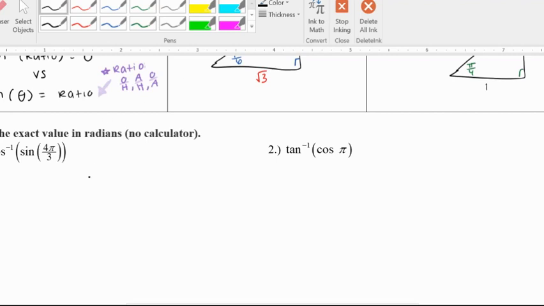All right, so let's take a look at the first example. It's two problems in one. We're going to work from the inside out, in this case from right to left, okay? So we're going to focus first on finding the innermost answer, sine of 4 pi over 3. So I'm going to just rewrite that over here to keep myself organized. Sine of 4 pi over 3. Okay, so 4 pi over 3 is going to land.